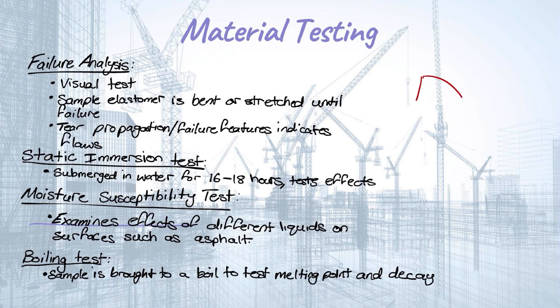So if you have a material that looks like this and there's a tear like that, and you see the tear propagating that way towards the point, then you know that there's probably a weakness along that line there, and that indicates features and flaws in the material.